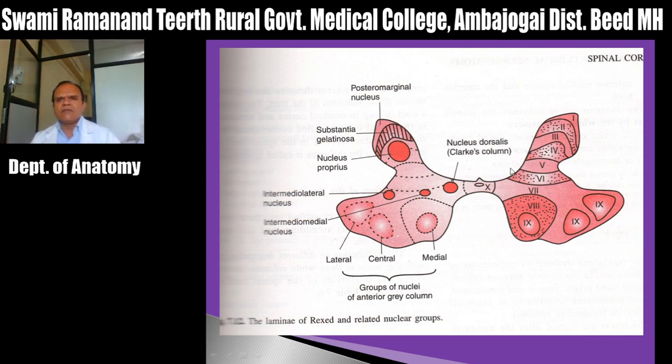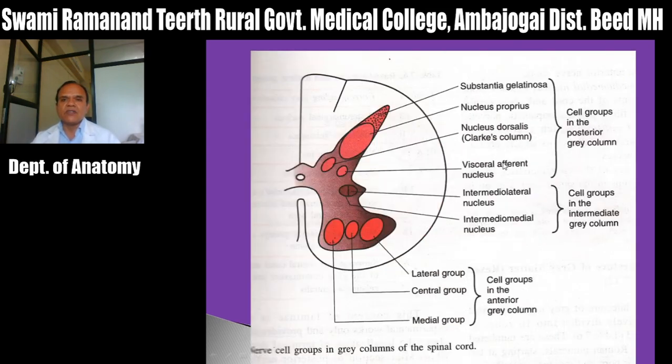So not so complicated when you are observing this. Okay, here the laminae of Rexed and related nuclear group. So on one side the nuclear group, and on the other side the laminae are shown. So this is the internal and external features of the spinal cord.